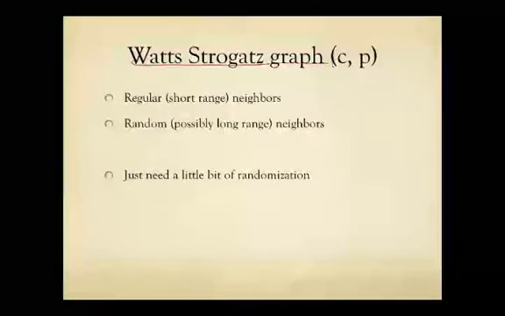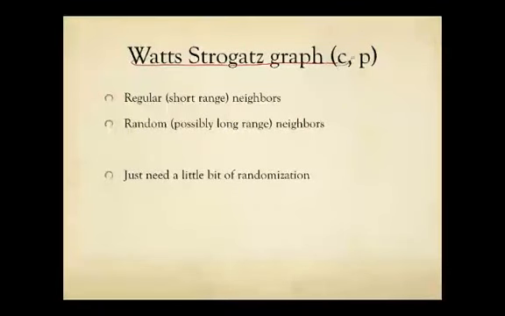Strogatz graph is actually parameterized by two numbers, C and P. Remember, we were using P to parameterize random graphs and C to parameterize the regular ring graph. This is the probability of a link appearing, and this is the deterministic degree for each of all the nodes. Now we're going to use both C and P.